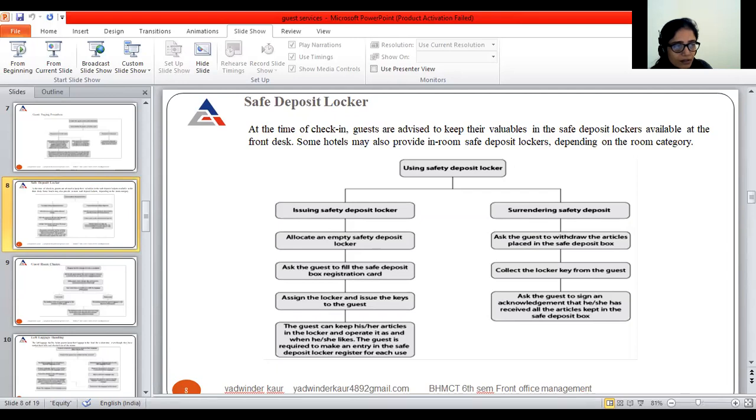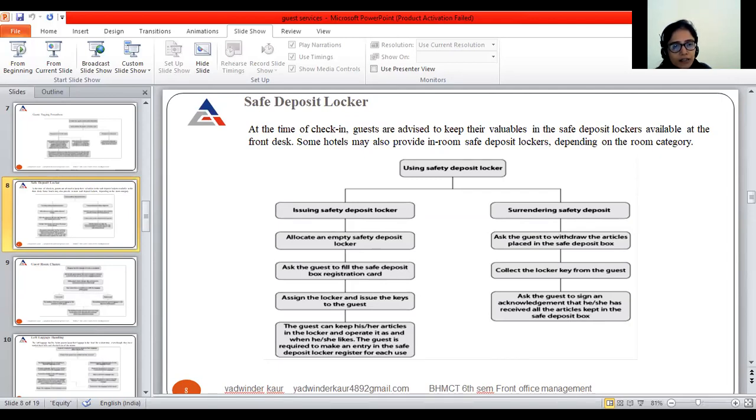First, we have to issue the safety deposit locker. Then we have to allocate an empty safety deposit locker. Then we have to ask the guest to fill in the safe deposit box registration card, then assign the locker and issue the room keys to the guest, and the guest can keep his or her articles in the locker and operate it as and when he or she likes. The guest is required to make an entry in the safe deposit locker register for each use. So this is the safe deposit locker which we have to provide to the guest.